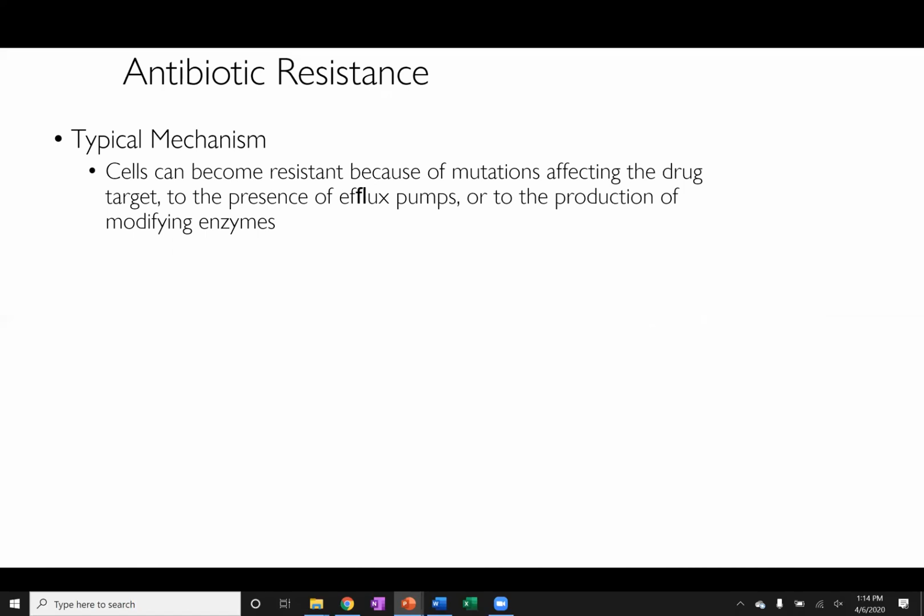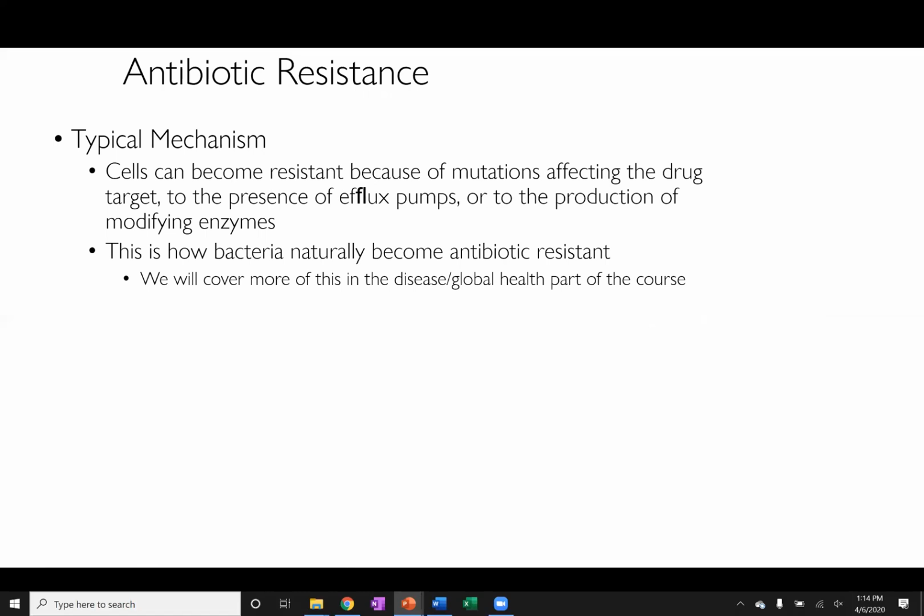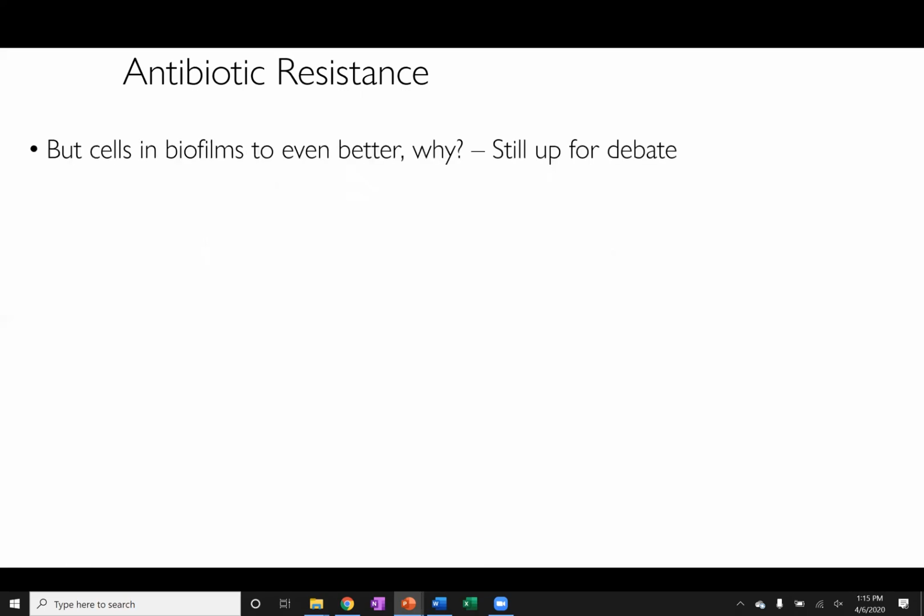Essentially, we're thinking about efflux pumps. We can also think about the production of modifying enzymes. So this is how bacteria naturally become antibiotic resistant, and we covered this in the disease aspect of our lecture from one or 2 weeks ago, and we'll also cover it again in our global health portion of the course. But any cell can do this, planktonic or in a biofilm. But cells that are in a biofilm are even better.